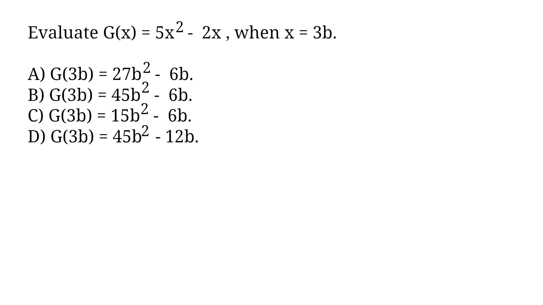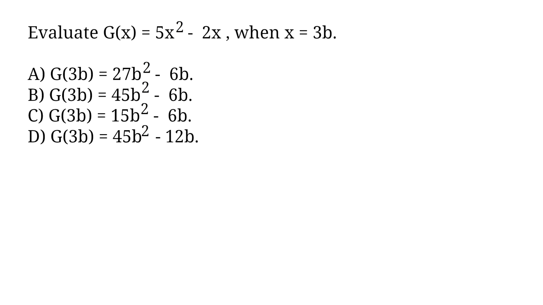Evaluate g of x equals 5x squared minus 2x when x equals 3b. A. g of 3b equals 27b squared minus 6b. B. g of 3b equals 45b squared minus 6b. C. g of 3b equals 15b squared minus 6b. D. g of 3b equals 45b squared minus 12b.